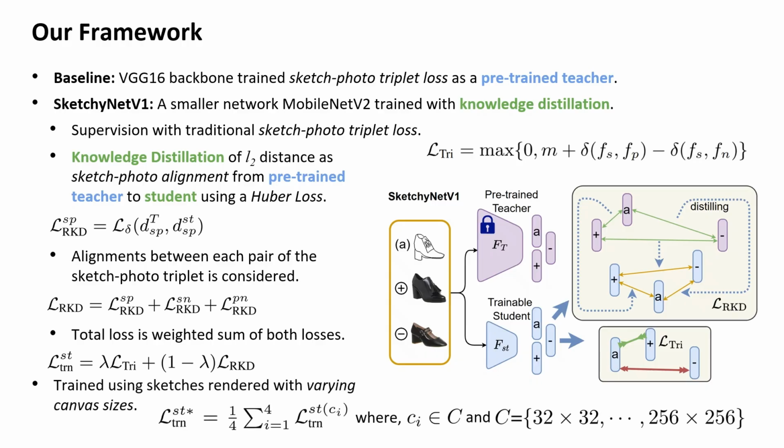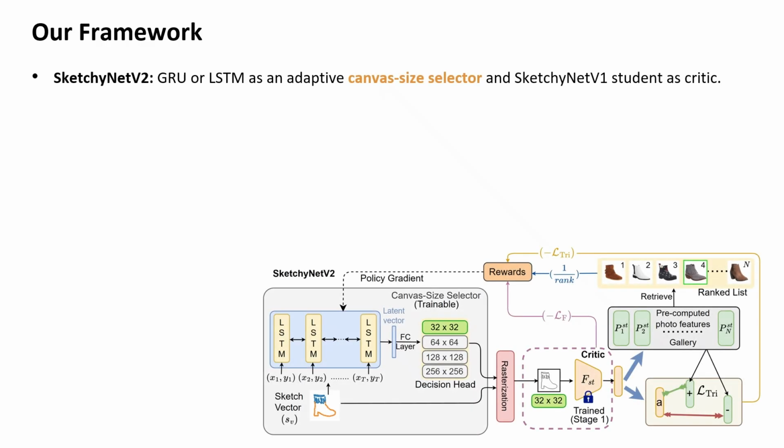This entire setup is trained with query sketches rendered in varying canvas sizes, and the loss is expressed as the mean of all the versions of the triplet with different canvas sizes for the query sketch. The next stage of our framework involves SketchNet V2 that uses a sequential model like GRU or LSTM as an adaptive canvas size selector, trying to predict the correct canvas size for any sketch from the stroke level representation of the sketch using as few strokes as possible.